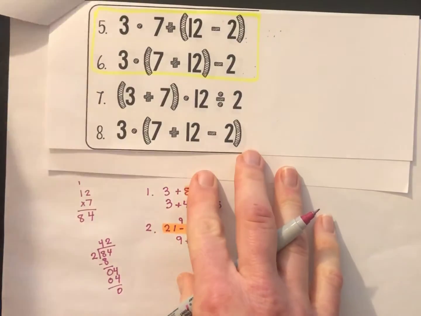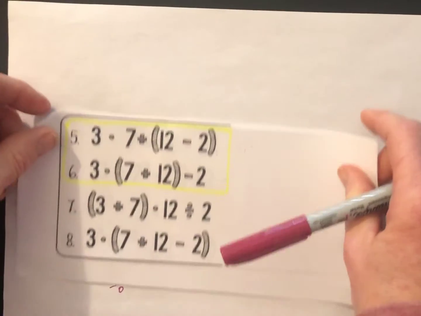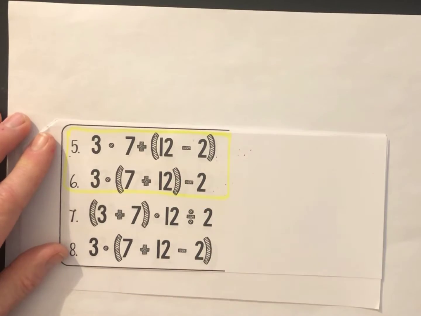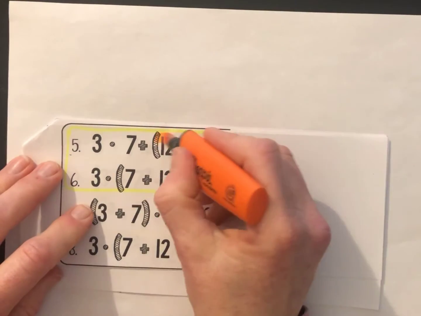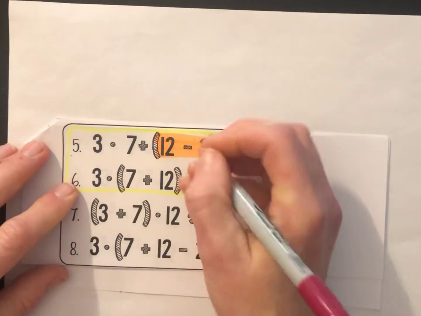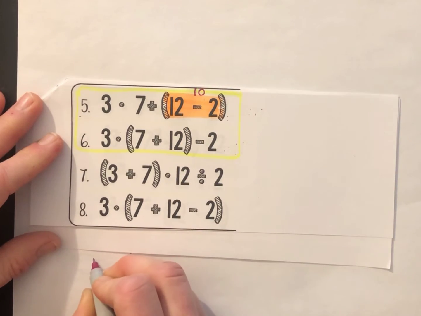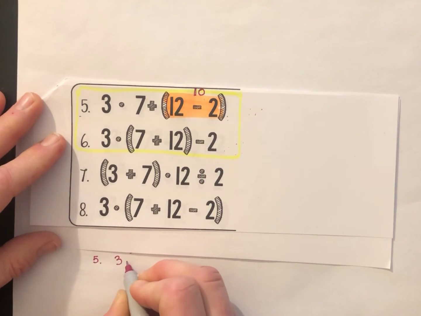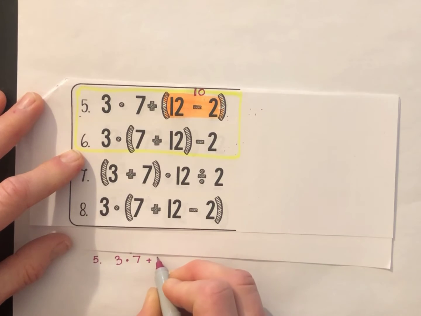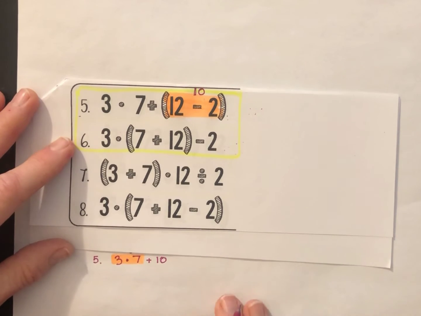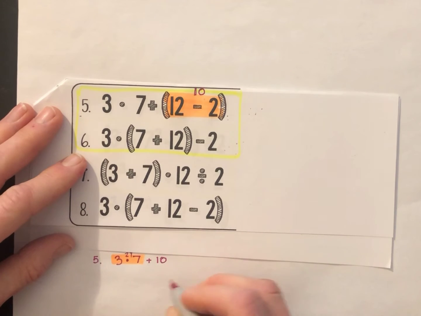Now let's go on to the next page. This one has parentheses. According to the order of operations, grouping always goes first, so on each one we'll do the parentheses first. I think that makes it a little easier. Number 5, 12 minus 2 comes first. It's inside the parentheses. 12 minus 2 makes 10. Now I'll come down to the bottom and I'll write out what I have so far. 3 times 7 plus 10. Multiplication comes before addition, so I'll do 3 times 7 next. 3 times 7 is 21, which gives me 21 plus 10, and that is 31.